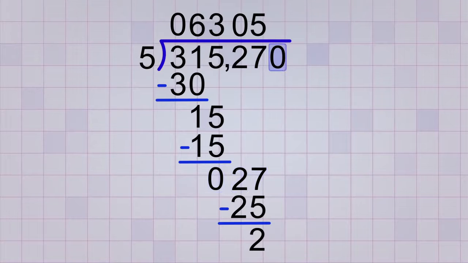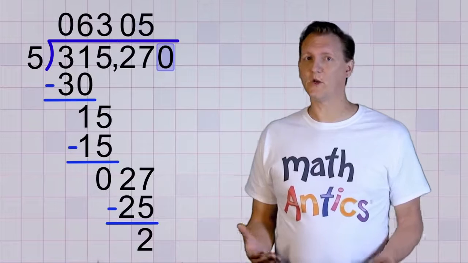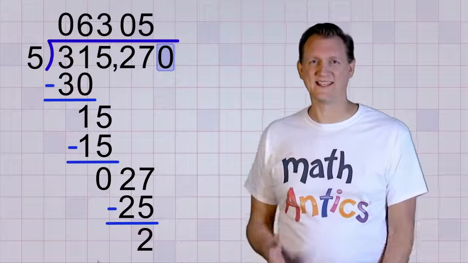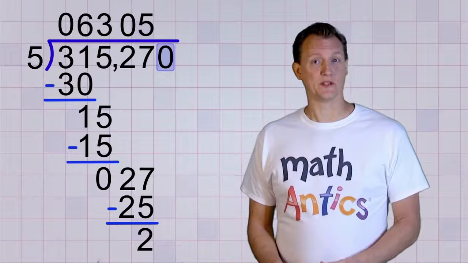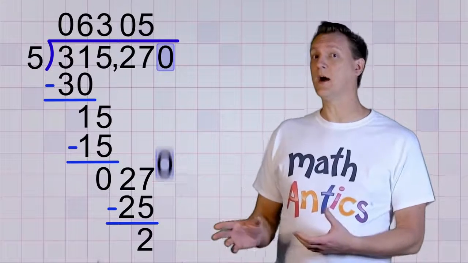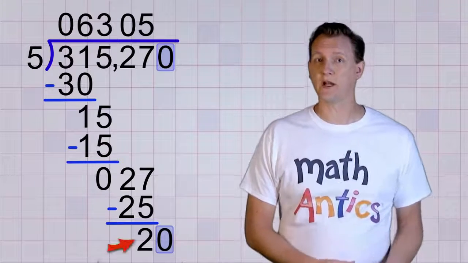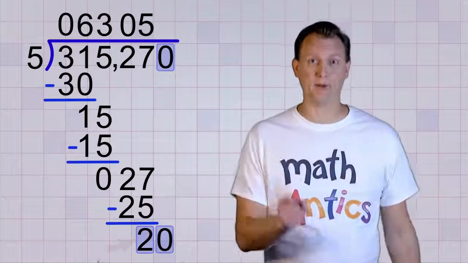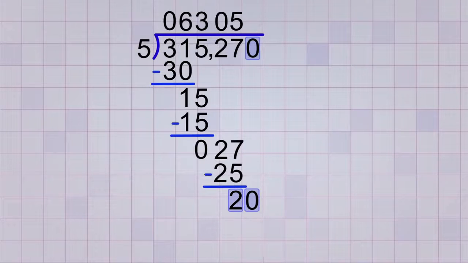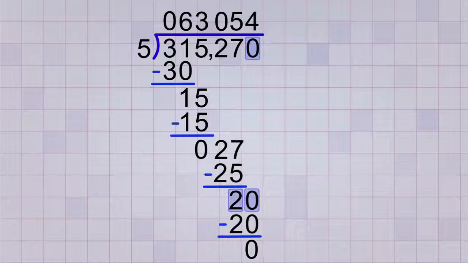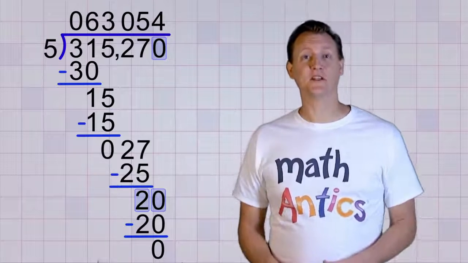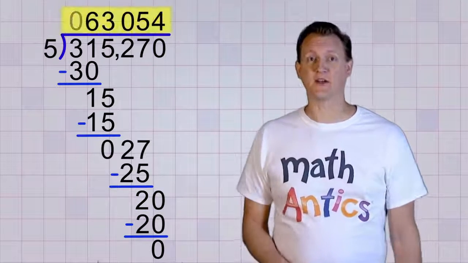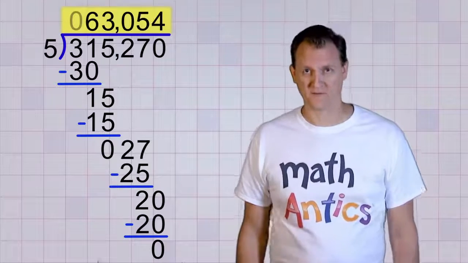Now for that last digit, which is a 0. And you might wonder, why do we even have to bring a copy of a 0 down? Isn't that nothing? But the 0 is an important placeholder. And when we bring a copy of it down, it changes our remainder of 2 into a remainder of 20. Now that's a big difference. Now we ask, how many times will 5 divide into 20? 4. 4 times 5 is 20, and 20 minus 20 is 0. Yes, we're done. There's no more digits to divide, and you can see that our final answer is 63,054. All right, that's a procedure for long division.